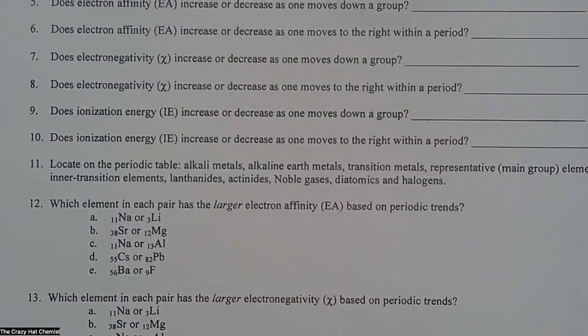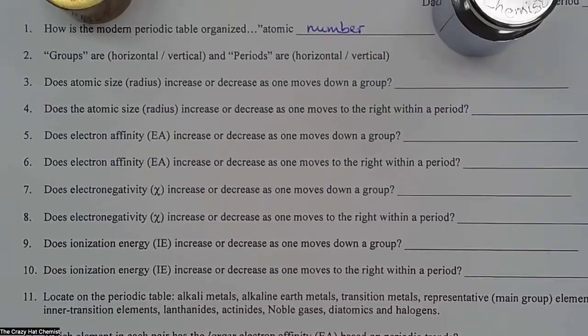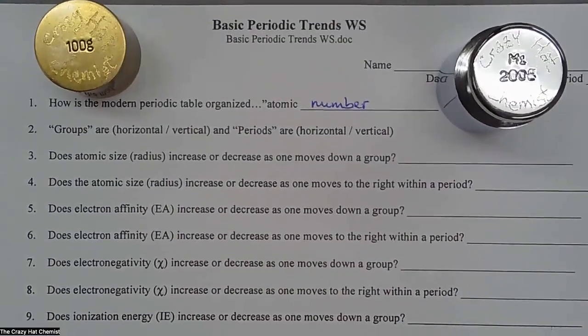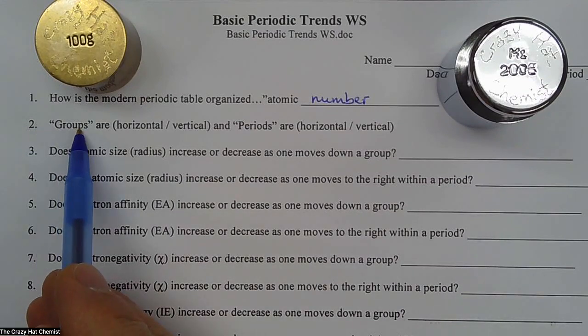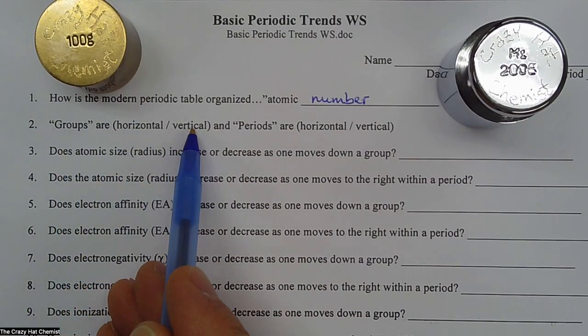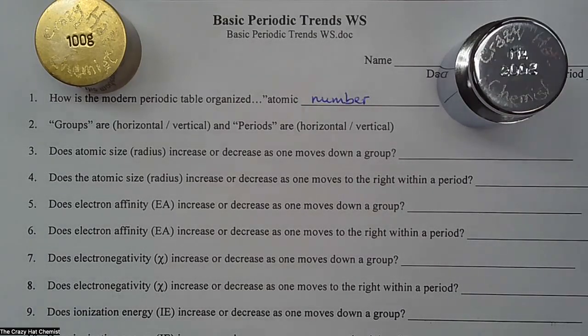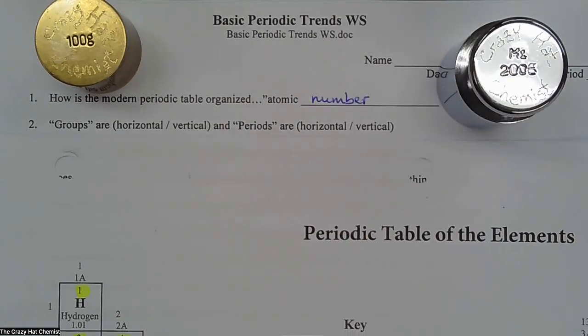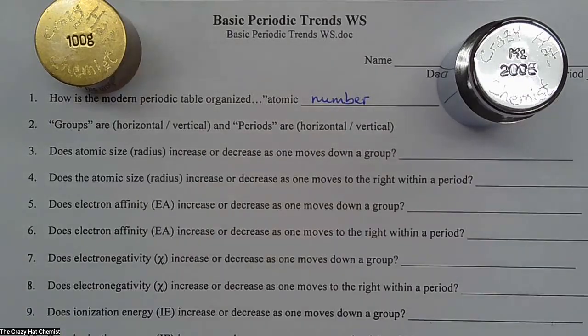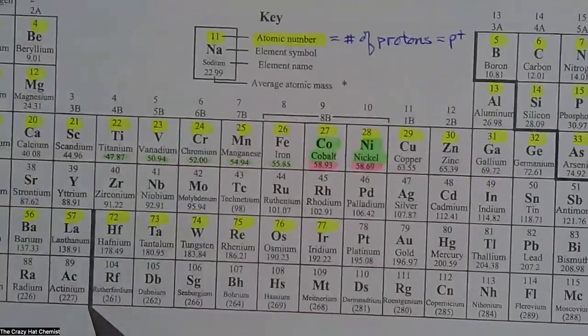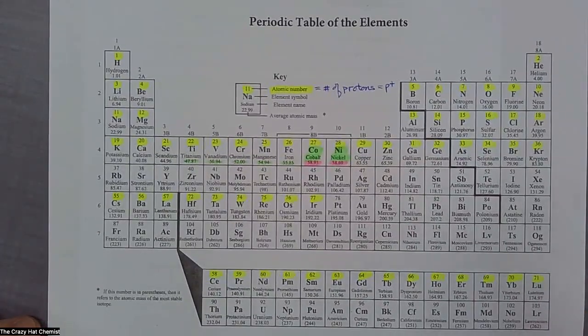Let's go on to our worksheet and continue answering these problems. Number 2: groups are horizontal or vertical, and periods are horizontal or vertical. Let's take a look at our periodic table again and figure out what the groups and the periods are. We're going to move our periodic table back over here and zoom out so we can see the entirety of it. We're going to label the groups and label the periods so that you have a full understanding of those.